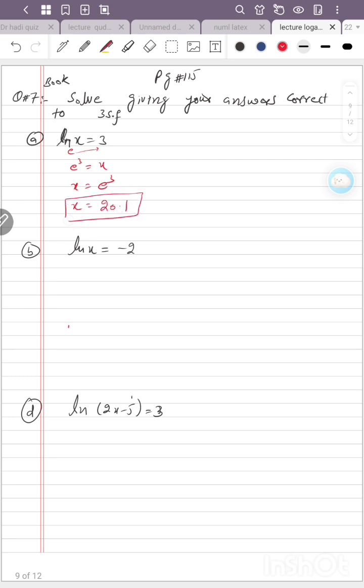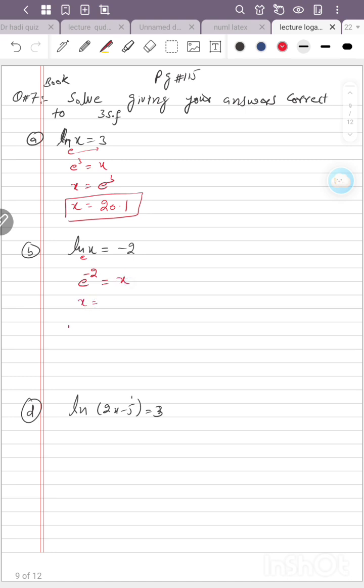Okay, now the second one is natural log of x equals minus 2. How do we solve this one? Here we have x, the base is e, so x equals e power minus 2.